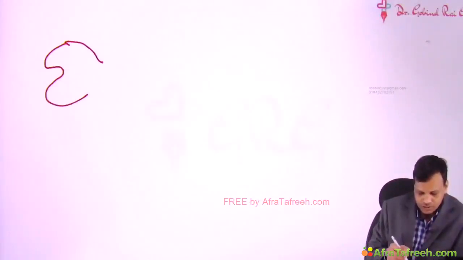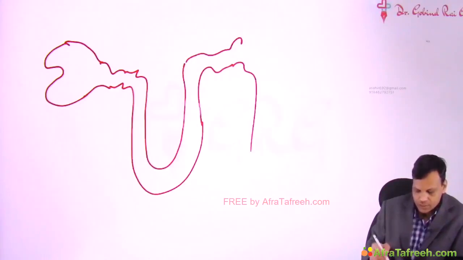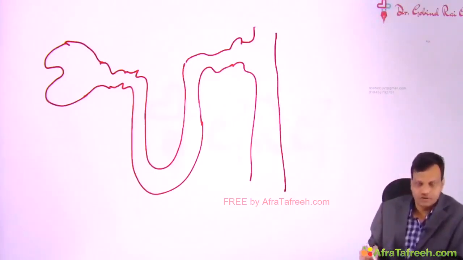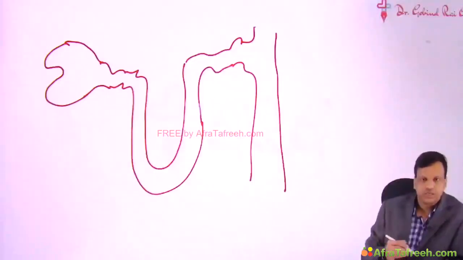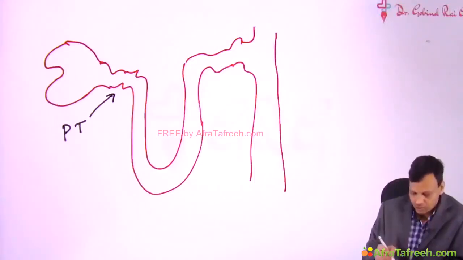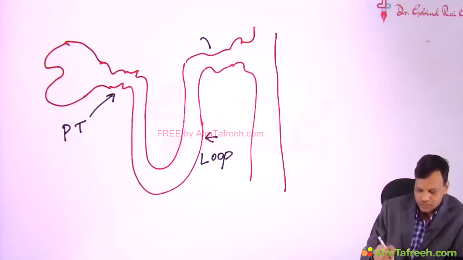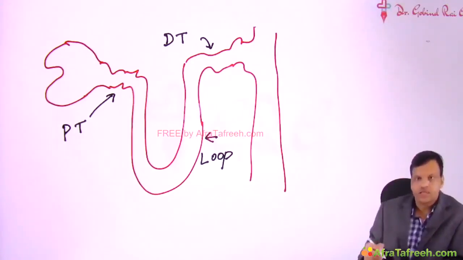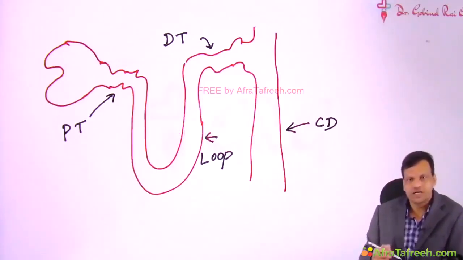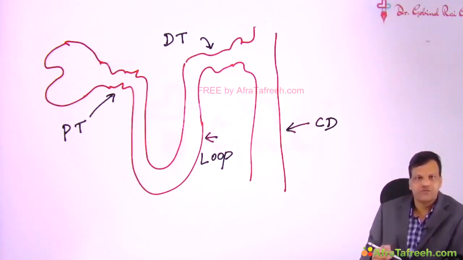This is glomerulus, proximal tubule, loop of Henle, distal tubule, and collecting ducts. Diuretics can act on any part of the nephron. According to site of action, the diuretics may work on proximal tubule, they may work on loop of Henle, they may work on distal tubule, they may work on collecting ducts, and the diuretics may work anywhere. So 5 types of diuretics we will discuss.